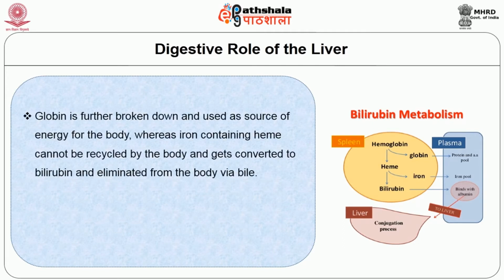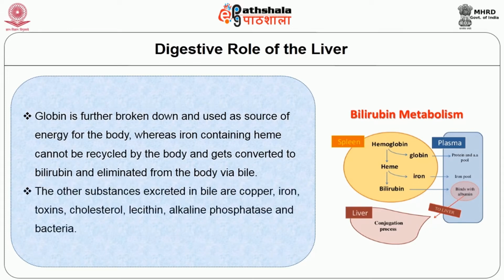Globin is further broken down and used as source for energy in the body, whereas iron containing heme cannot be recycled by the body and gets converted to bilirubin and eliminated from the body via bile. The other substances excreted in bile are copper, iron, toxins, cholesterol, lecithin, alkaline phosphatase and bacteria.